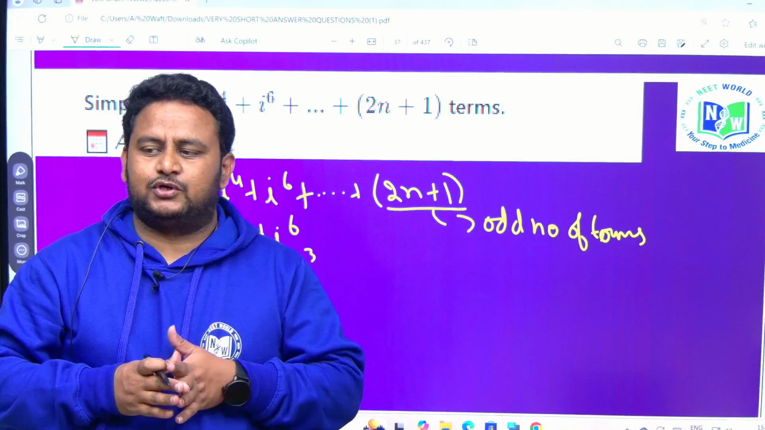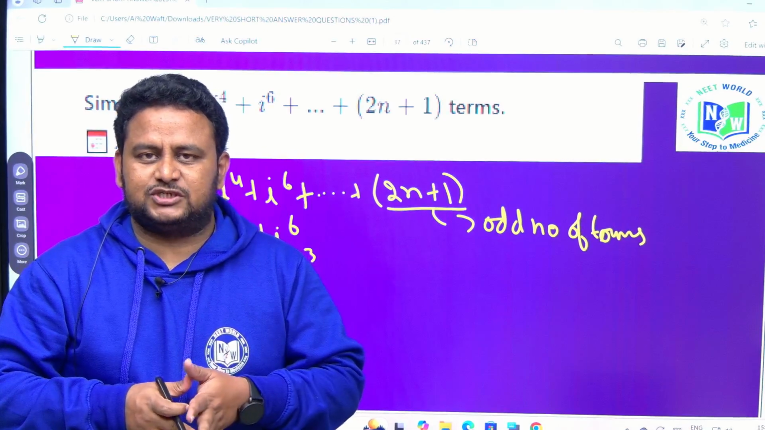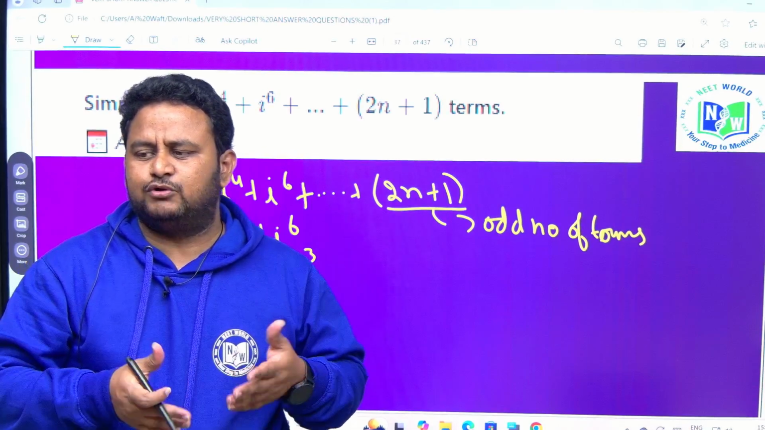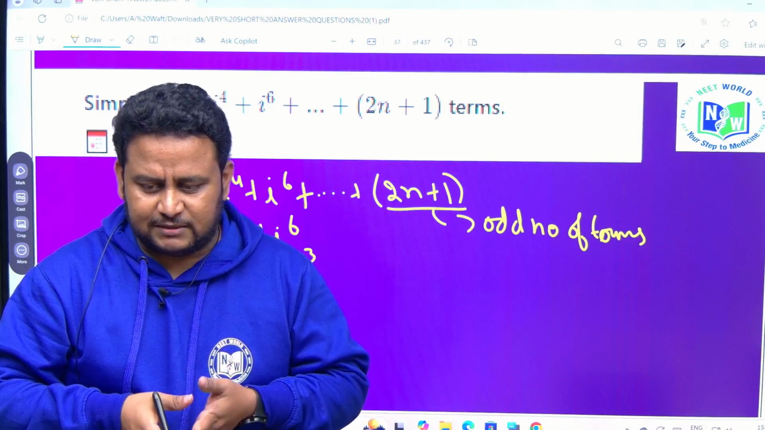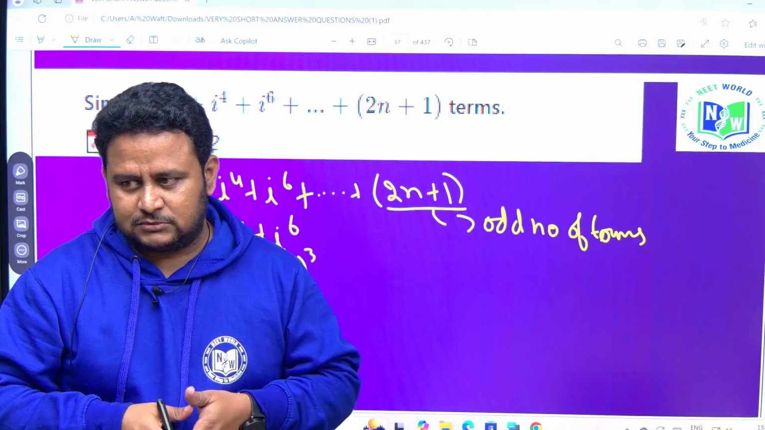Okay, suppose they give 2n, in the upcoming examination they may not give the same question, they may give 2n, that time you have to consider how many number of terms? Even number of terms. Okay, got it?